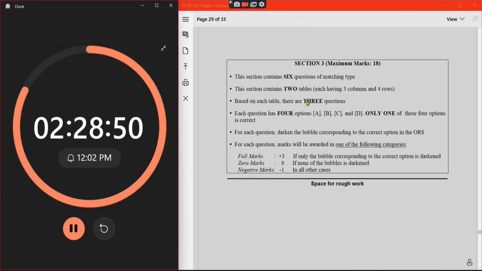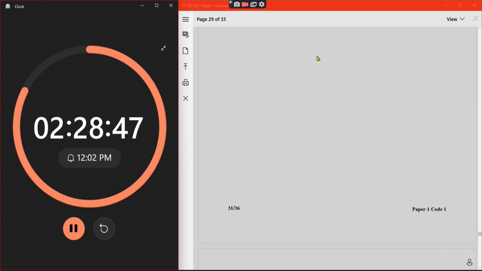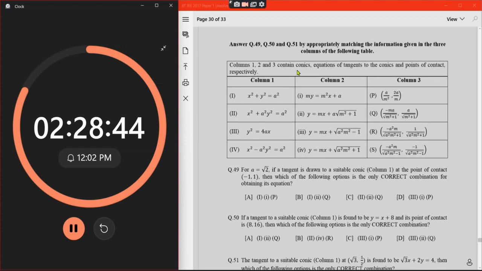Question 49 is a matching type question. Matrix match, okay. Match these conics with the equation of tangent to the conic and then the point of contact respectively. X square plus a y square equal to a square. What's the equation of tangent? You think it's y equal to mx plus a upon m? No, that's for the parabola. Tangent is drawn to the suitable conic at the point of contact negative 1 comma 1. If the following is correct, only correct combination of the options. Wait, what?